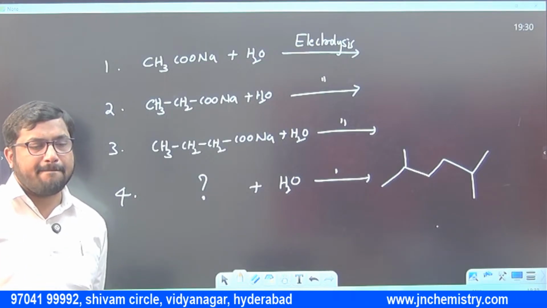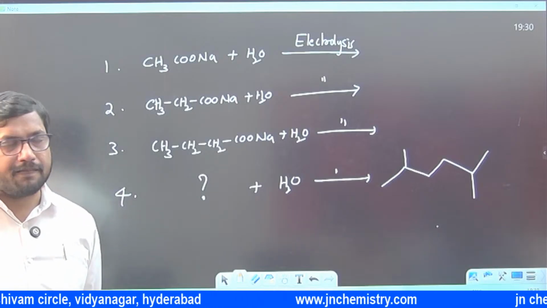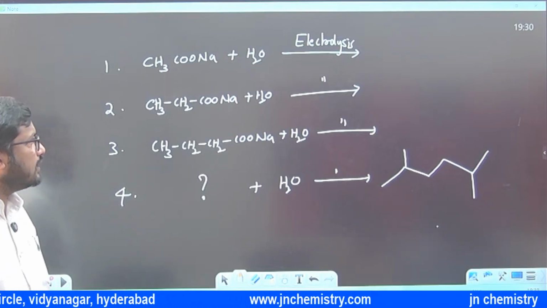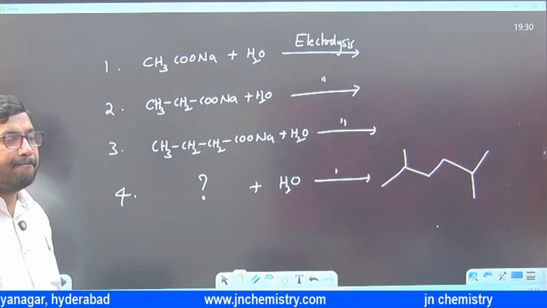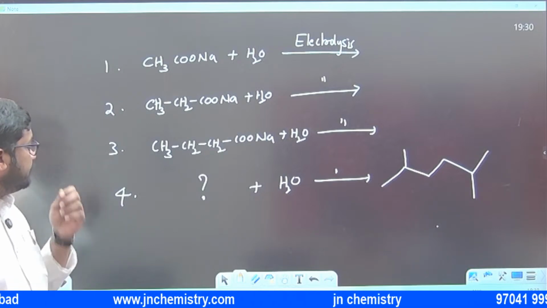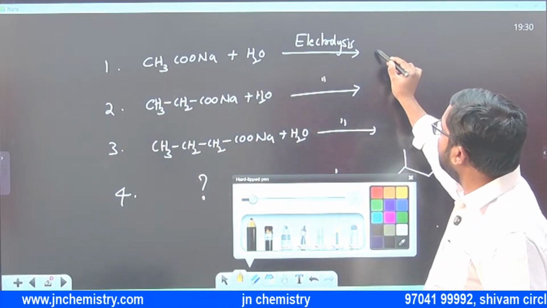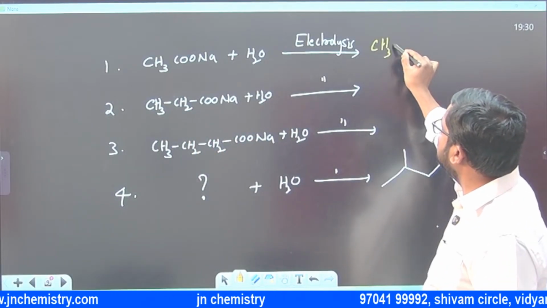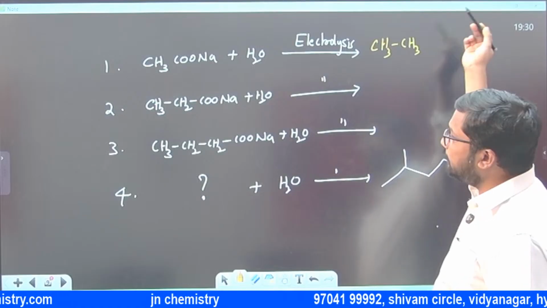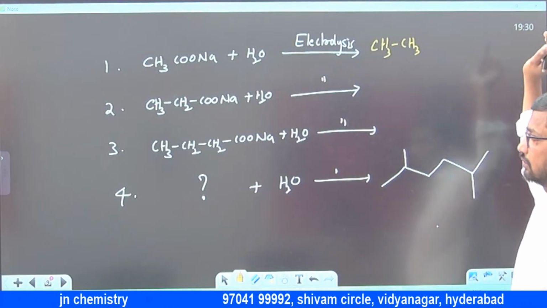Krishna, yes, sir. Did you write the products? What is the first one? Ethane. CH3, the remaining byproducts are the same: CO2, NaOH and hydrogen.